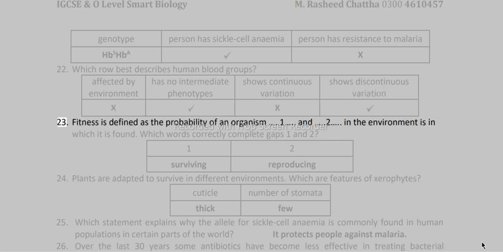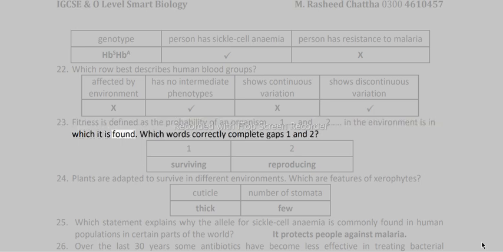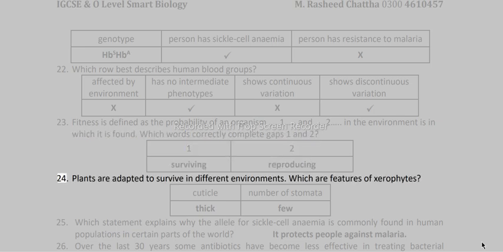Question 23. Fitness is defined as the probability of an organism, 1 and 2, in the environment in which it is found. Which words correctly complete gaps 1 and 2? Surviving, reproducing.